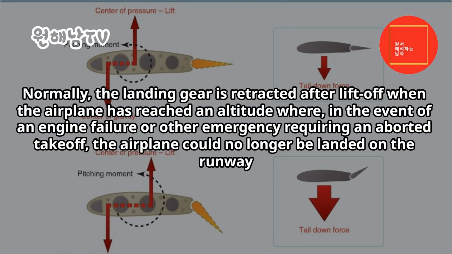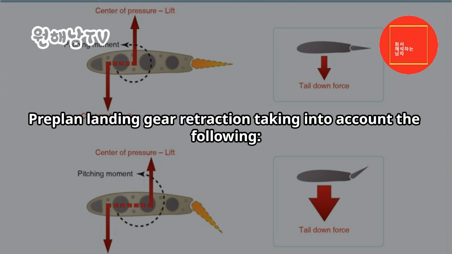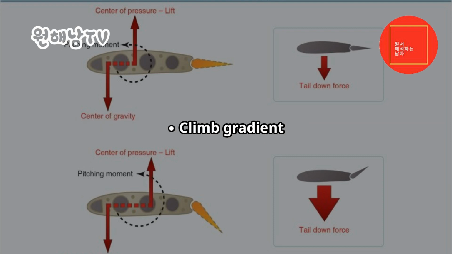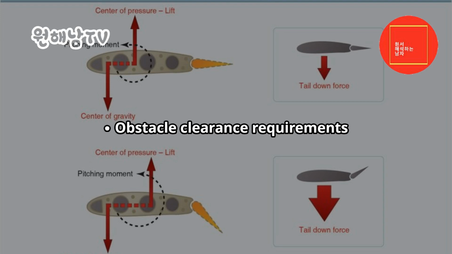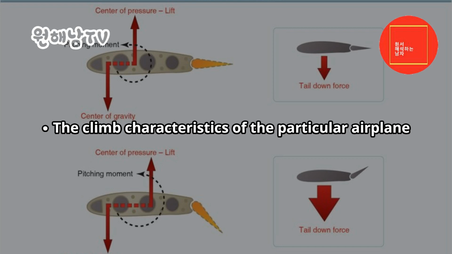Takeoff and climb. Normally, the landing gear is retracted after liftoff when the airplane has reached an altitude where, in the event of an engine failure or other emergency requiring an aborted takeoff, the airplane could no longer be landed on the runway. This procedure, however, may not apply to all situations. Pre-plan landing gear retraction taking into account the following: length of the runway, climb gradient, obstacle clearance requirements, the characteristics of the terrain beyond the departure end of the runway, and the climb characteristics of the particular airplane.